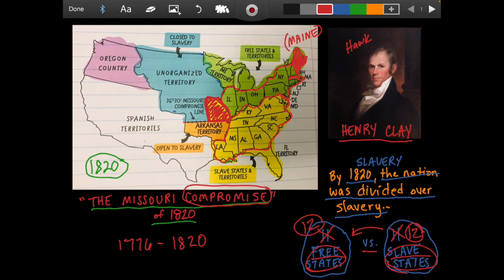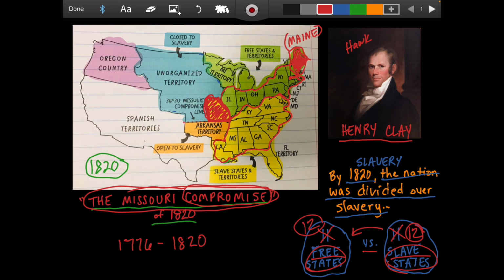Henry Clay was able to convince members of Congress to go along with his Missouri Compromise of 1820, which would allow Missouri to enter the Union as a slave state and Maine to enter the Union as a free state, which would ultimately maintain that balance of power between the two sections of the country. But the Missouri Compromise would also do one other thing. It would attempt to solve the problem between free and slave states in the future.